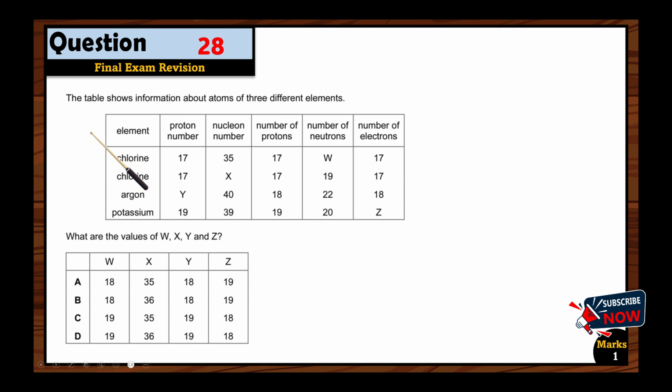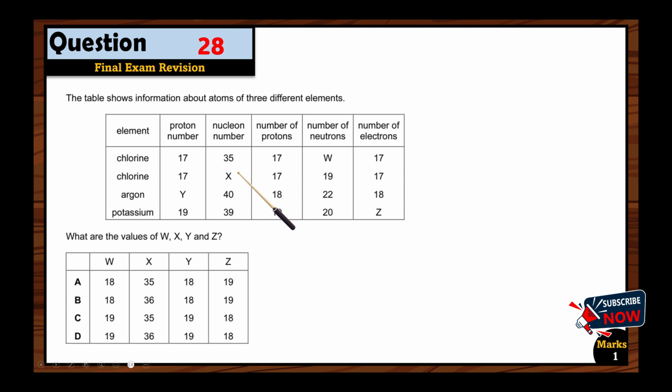Question number 28. The table shows the information about the atoms of three different elements. Again, we have the same question as before. What are the values of W, X, Y, and Z? Let's see W, the number of neutrons. We already know the nucleon number and the protons. Nucleon number is equal to protons plus neutrons, so 35 minus 17 is equal to 18. So 18 is the right answer for W, and option A or B can be correct.